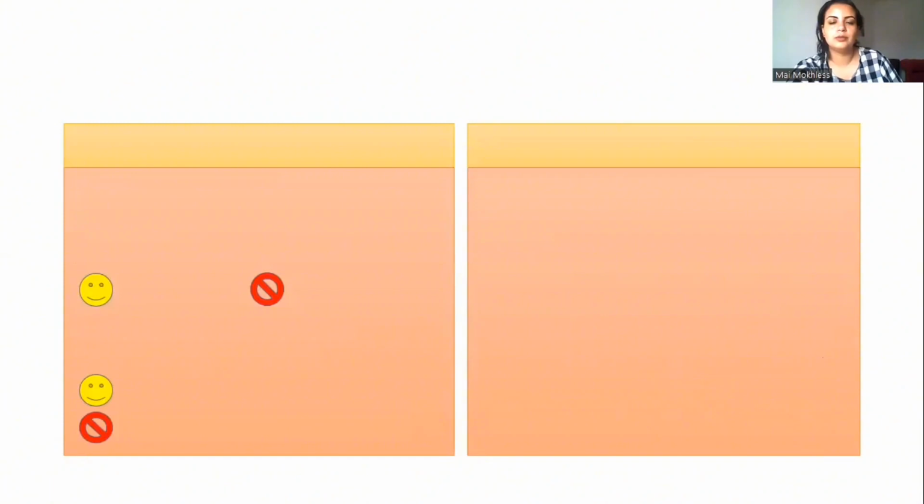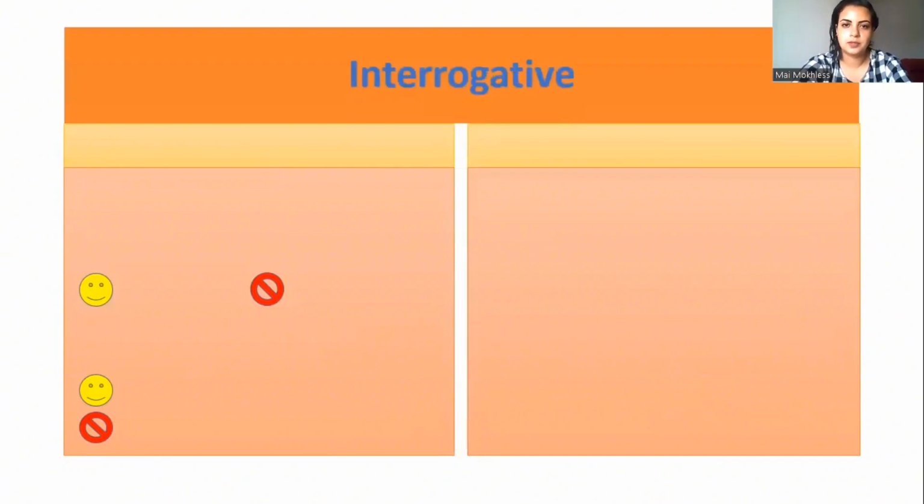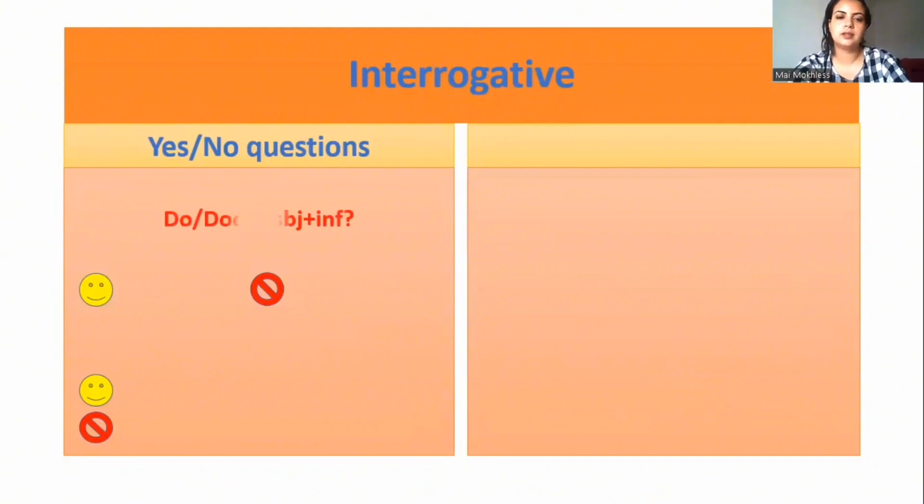Okay. Now let's study how we make a question in the present simple. We have two types of questions. Interrogative means the questions. We have two types of questions, yes or no questions and the WH questions. Now we will start with the yes or no questions. We use do or does plus subject plus infinitive. So do goes with the plural subject, I, we, you, and they. Does goes with the singular subject, he, she, it, and the singular subject we said.